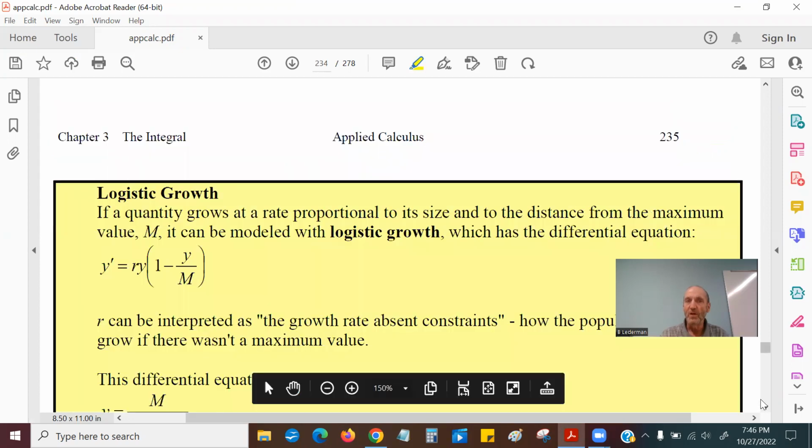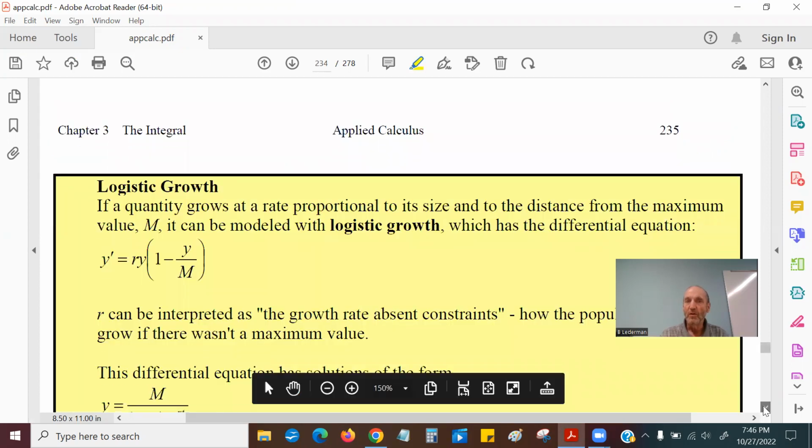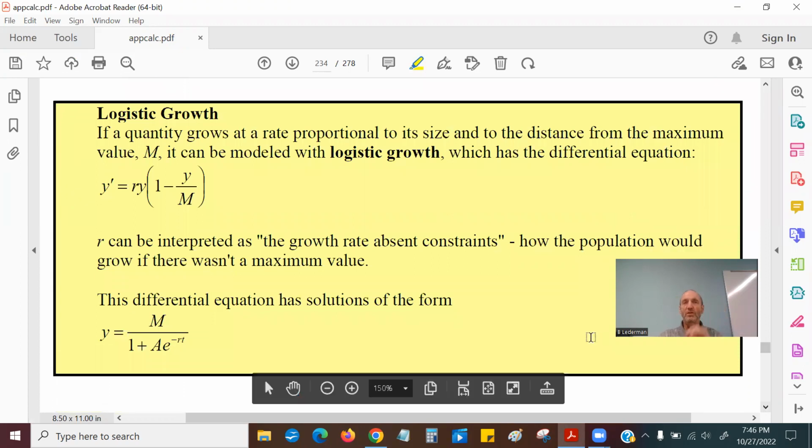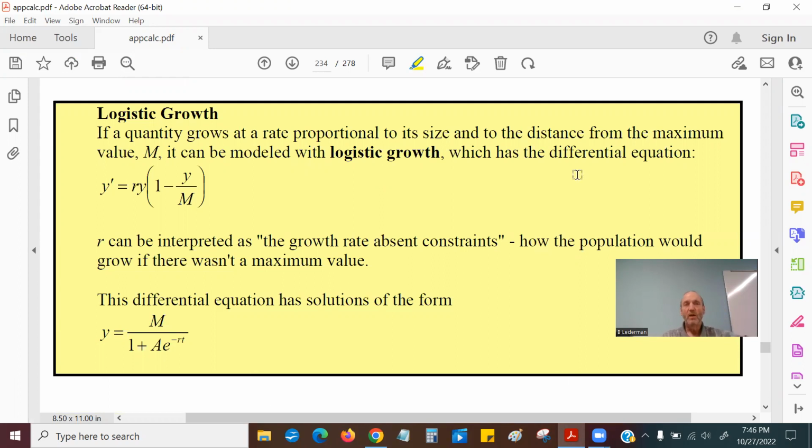Here's the official definition right here. Logistic growth follows this formula. If a quantity grows at a rate proportional to its size and the distance from a maximum value, m, where m is the maximum value, it can be modeled with logistic growth, which has a differential equation y prime equals ry times 1 minus y over m.